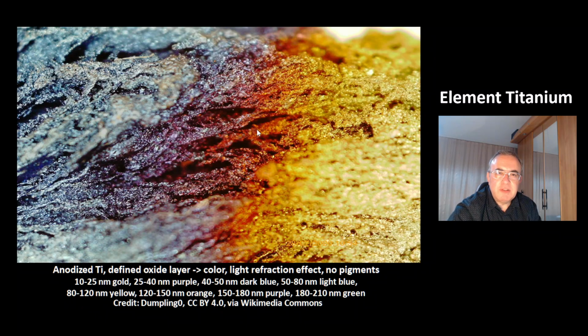This is a picture of anodized titanium, and this is a defined oxide layer. You can use this effect to give this metal color. This is a light reflection effect. There are no pigments involved. You can see you can make almost every color: gold, purple, dark blue, light blue, yellow, orange, green. But you can't make red.